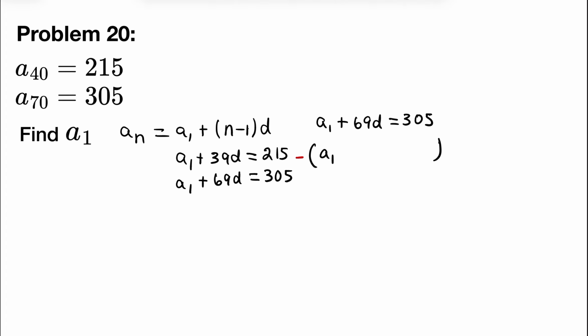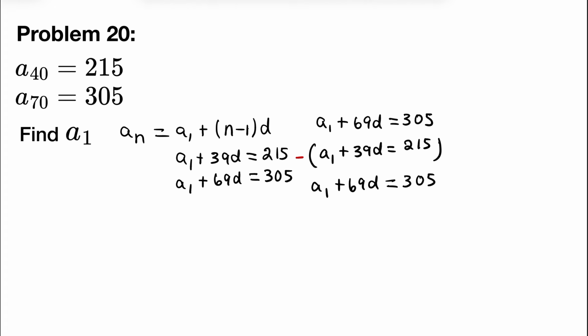And then continue on with writing down the equation here. That is a sub 1 plus 39d equals 215. But I wanted to point something out: we have this minus sign out in front. So when you distribute it to each term within the parentheses, it changes the operation on these terms to their opposites, okay? So I will just go ahead and write down the first equation again. That's a sub 1 plus 69d equals 305.